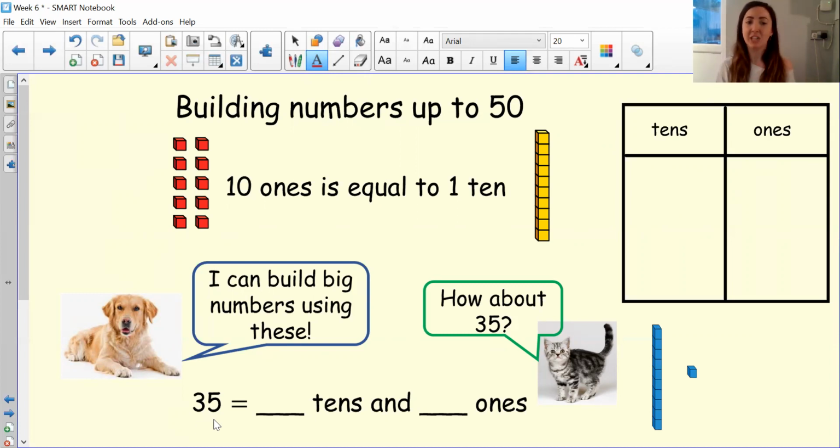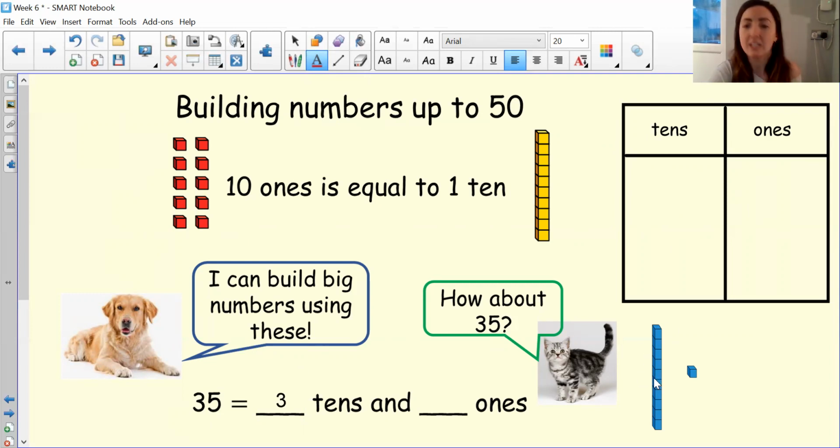So let's look at the number 35. Remember, the first digit tells us how many 10s there are, and the second digit tells us how many ones there are. So the first digit is 3, exactly. So there are 3 10s. Put it over here as well.